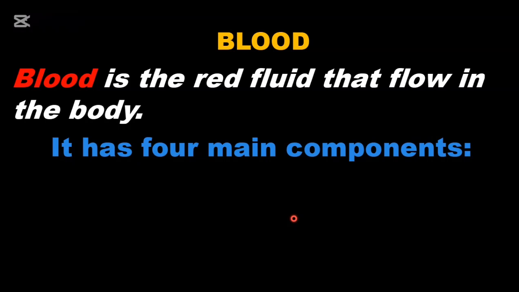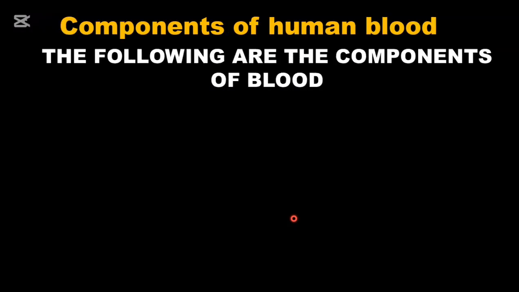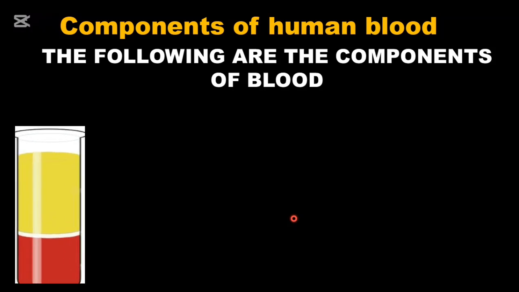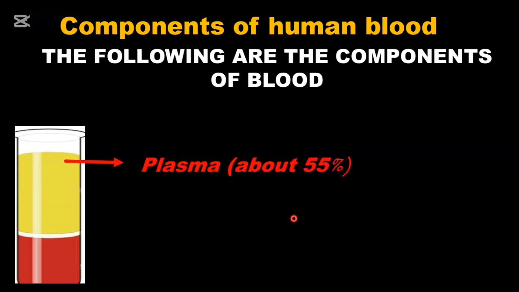Let's continue with the blood. As we know, blood is a red fluid that flows in the body. It has 4 main components. We're going to talk about the main components of blood. This diagram shows us the components of blood. The first component of blood is called plasma. Plasma is about 55% of the blood.